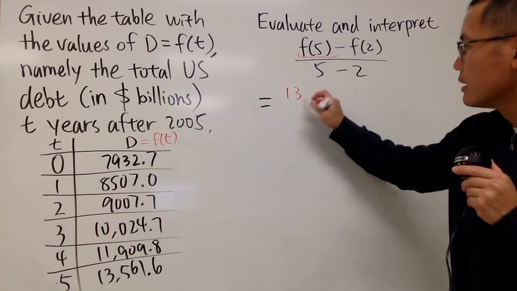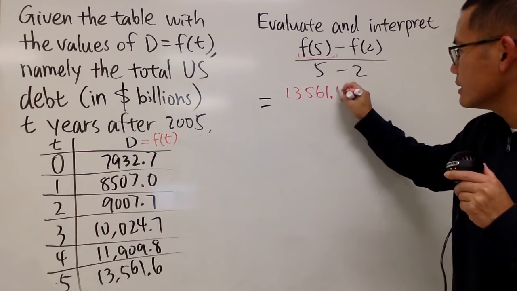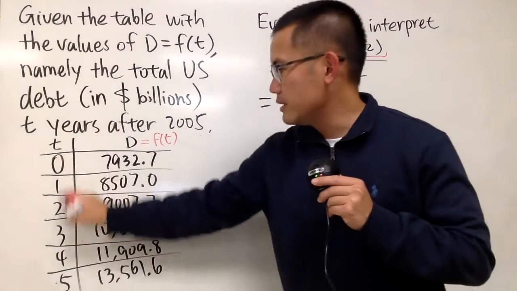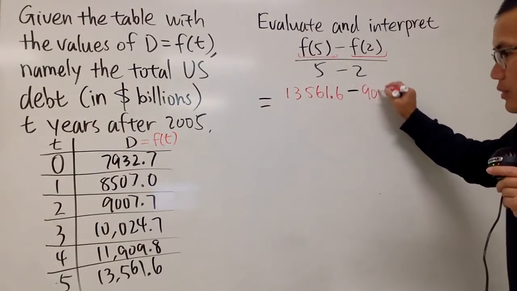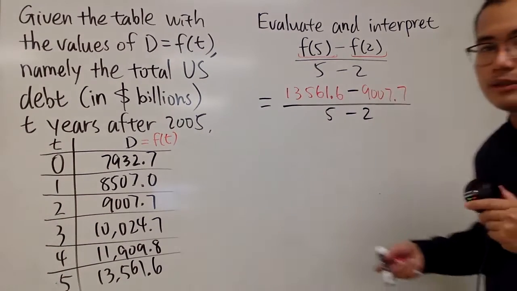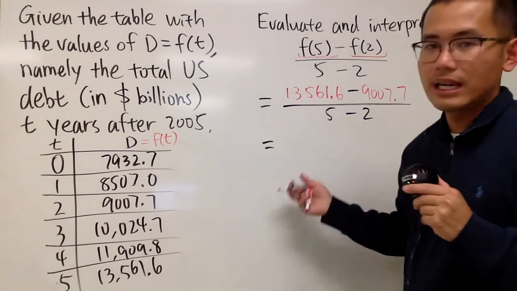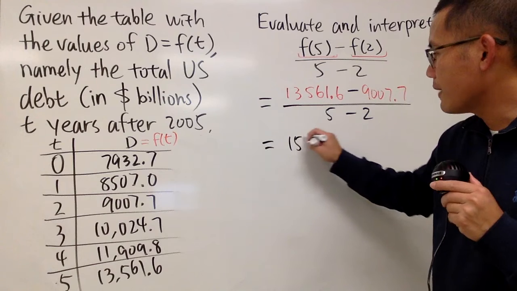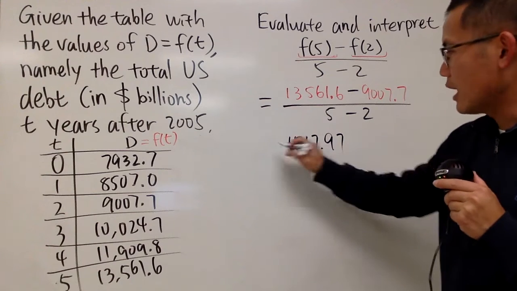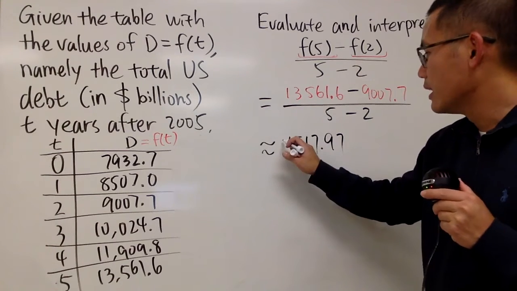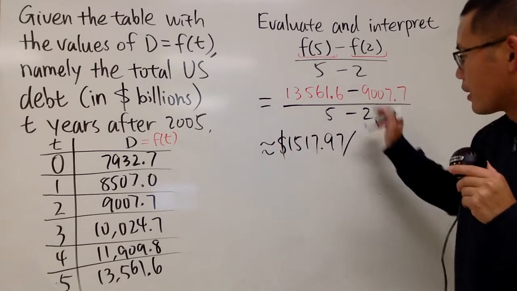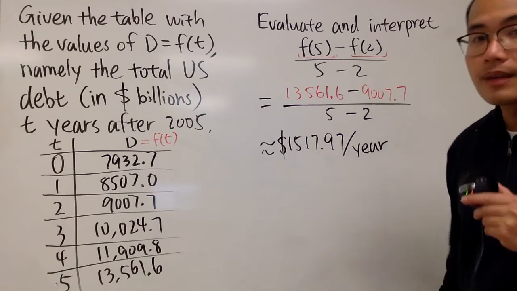Namely, we have 13,561.6 billions, right? And then minus f of 2, when t is 2, we are talking about this. So we have 9007.7, divided by 5 minus 2, which of course is 3, right? And you can just work that out, and you end up with 1517.97. This is just an approximation because it actually keeps on going forever. And we're talking about dollars, so here is the unit for that, and per year. So I'll just write this down for you guys.